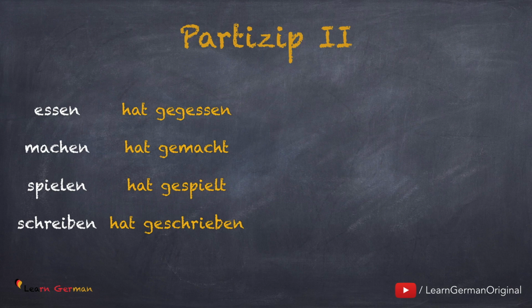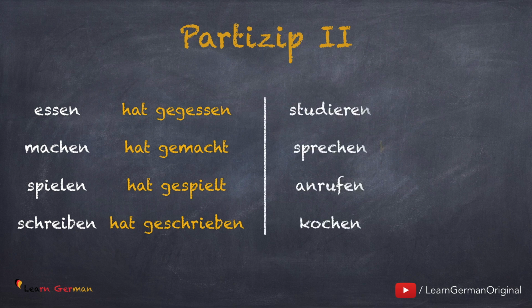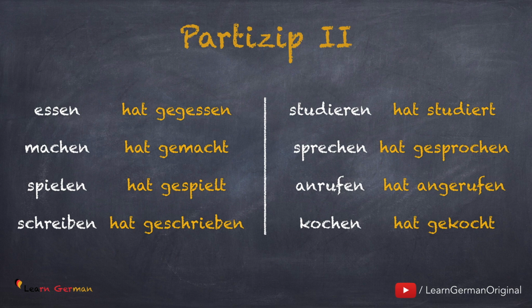Essen hat gegessen. Machen hat gemacht. Spielen hat gespielt. Schreiben hat geschrieben. Studieren hat studiert. Sprechen hat gesprochen. Anrufen hat angerufen. Kochen hat gekocht. We would advise you to learn the Partizip II forms of the verbs as they are. Don't forget to learn the Hilfsverb along with them.